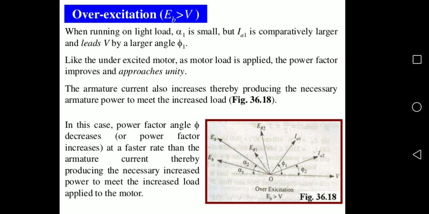Now the overexcited condition. In the overexcited condition the rotor flux is more. The rotor develops more flux. This more flux cuts the armature conductor, then the back EMF available in the armature conductor is more than the supply voltage.